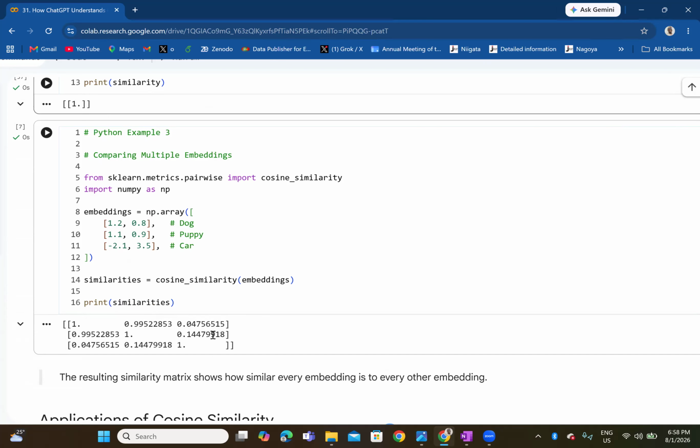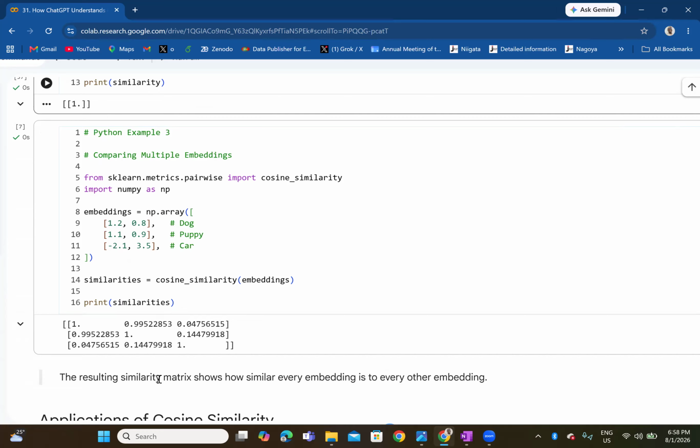Puppy and puppy, of course, one. Puppy and car, so you have 0.11144 and so on. Down here you then have car and dog 0.04, car and puppy 0.144, car and car is 1, like this.